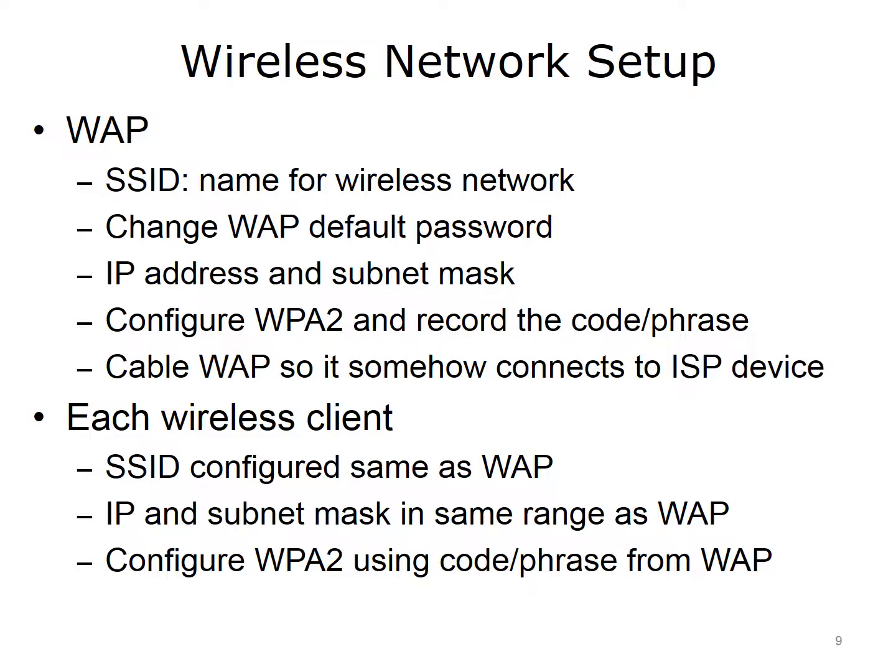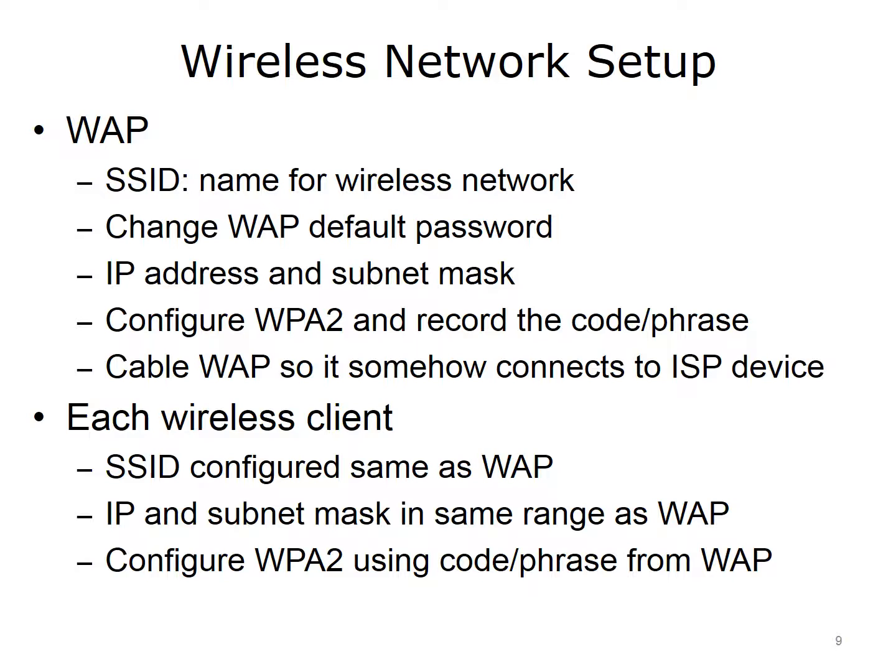After that, supply the WAP with an IP address and subnet mask. Ensure that the IP address and subnet mask are in the range of the computer and other devices that will connect to the wireless network. Next, configure WPA2, a wireless security protocol. Write down the code or phrase that you use. You'll need it later when configuring wireless clients.